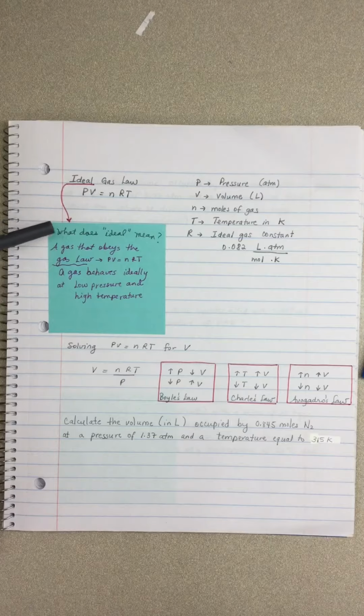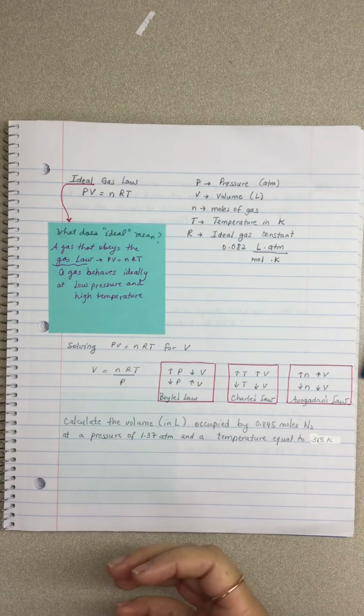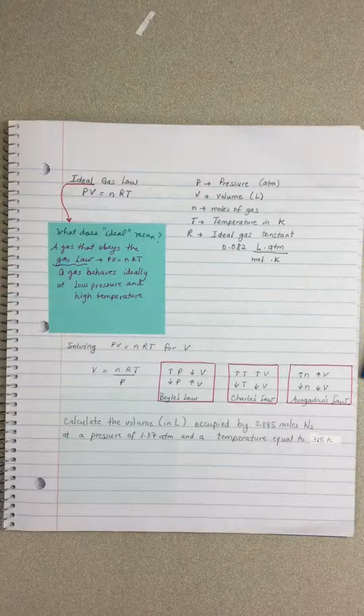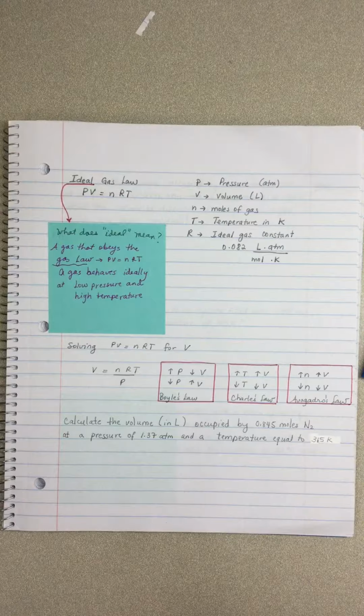Gases behave ideally at low pressure and high temperature. When we describe the particles in a gas as a collection of particles, we're saying that there's no interaction between the particles. So there's no attraction or repulsions between them. That happens ideally when the pressure is low and the temperature is high.